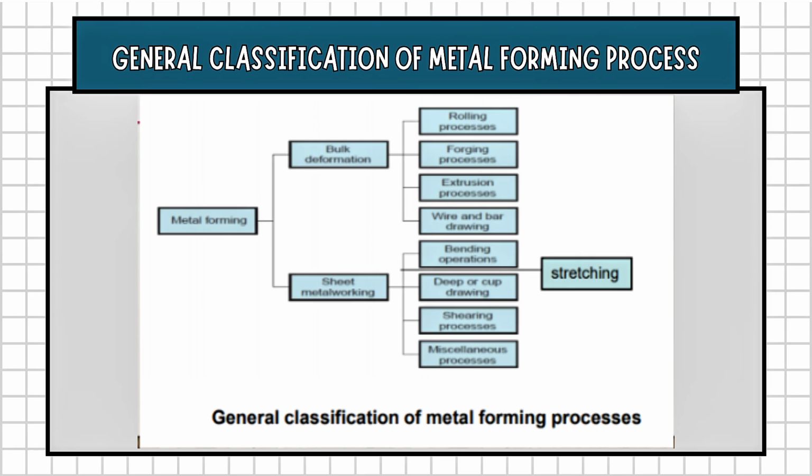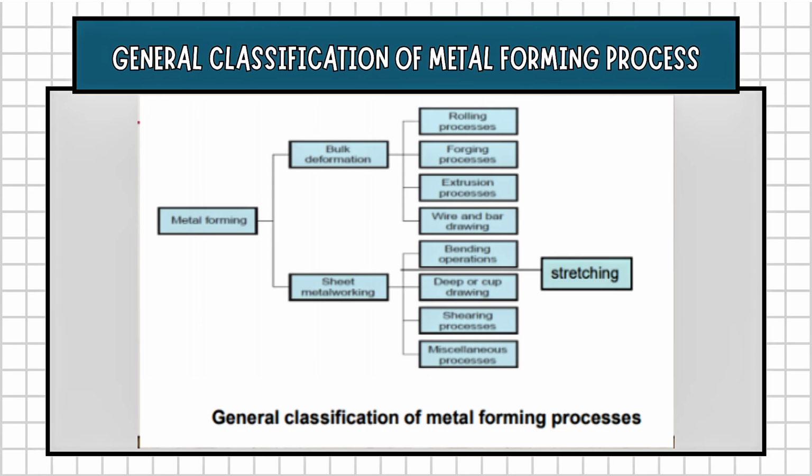Finally, for bulk deformation, we have wire and bar drawing. In drawing, the metal is pulled through a die to reduce its diameter. This is how we produce wires, cables, welding rods, and reinforcement wires. Because the metal is stretched, it also becomes stronger due to cold working. Now we move to the second major category, the sheet metal working.